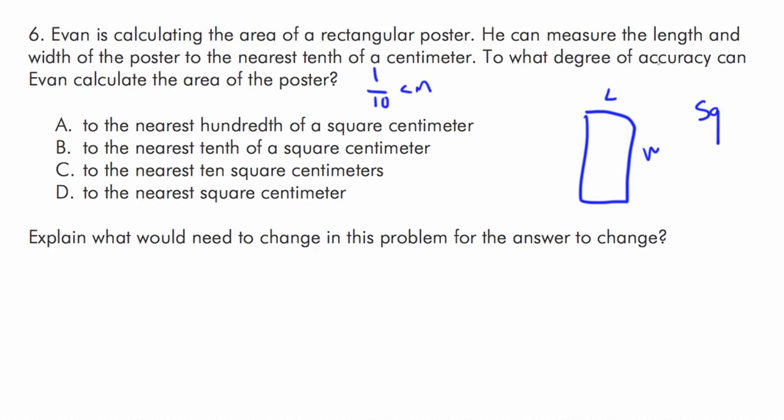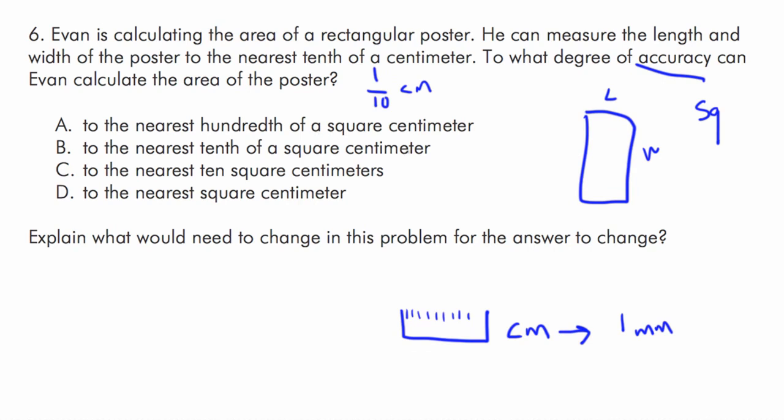To what degree of accuracy? So I'm talking about how exact can Evan calculate the area of the poster? Here's a good question. If I'm talking about accuracy, the closest I can get is 1/10 of a centimeter. And if I break up a centimeter, this is 1 centimeter, not to scale. That's 1/10. That'd be 1, 2, 3, 4, 5, 6, 7, 8, 9, 10. Not great, but works. 1/10 of a centimeter is not a centimeter. It is 1 millimeter.